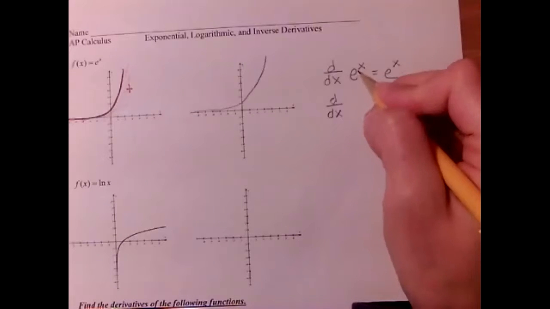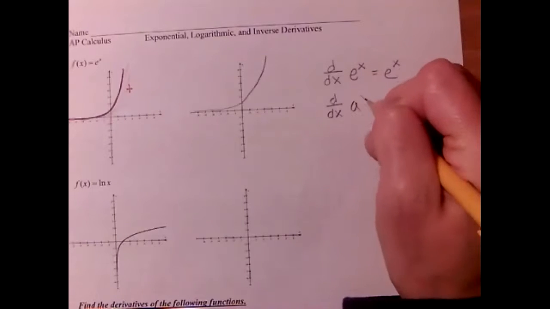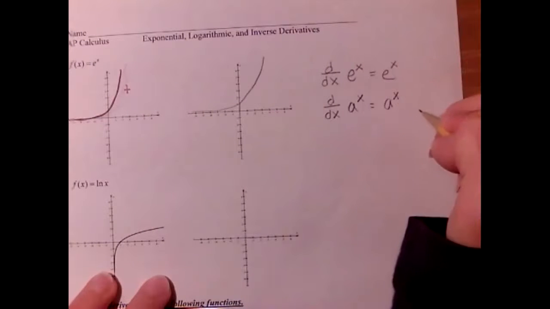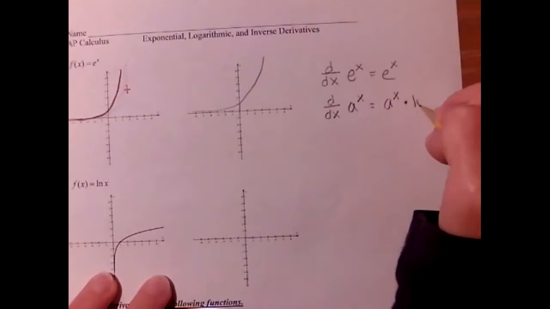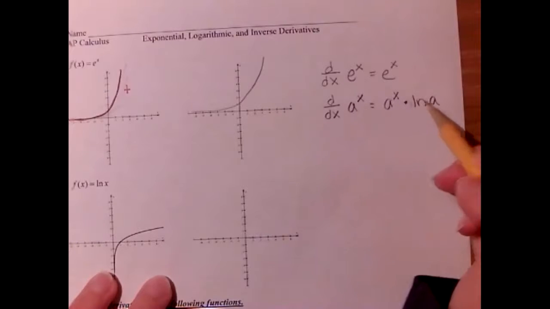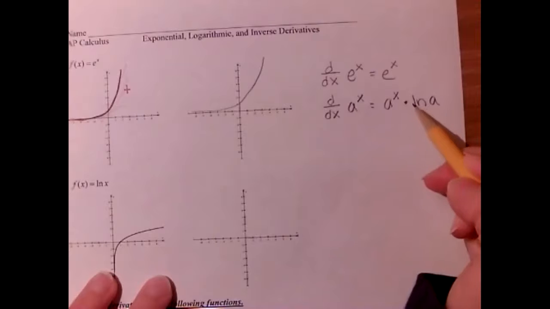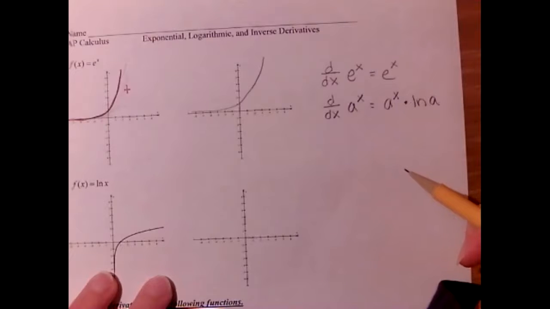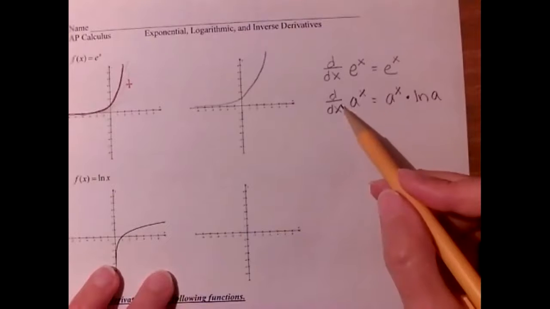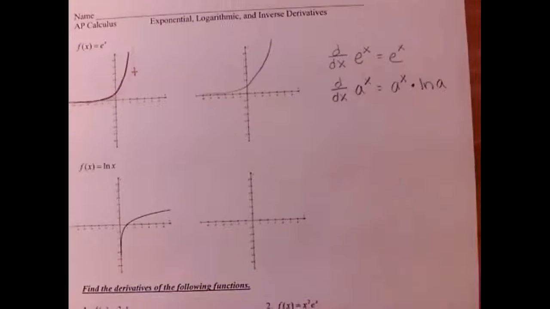Instead of e to the x, say it was some other number, like a to the x, such as 2 to the x or 7 to the x. That would still be itself, but then you have to multiply on ln of whatever that number was. So if this was a 4, you would multiply on ln of 4. It's just one other step. They may throw a multiple choice one like that at you on the AP exam, so I'm going to make sure I go over it.